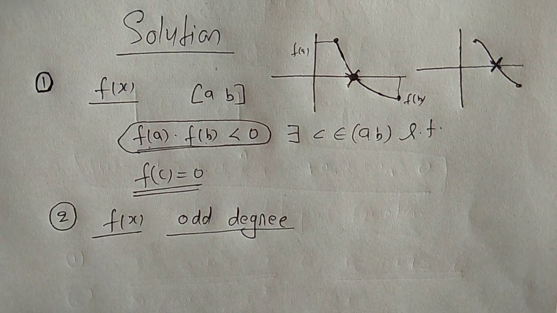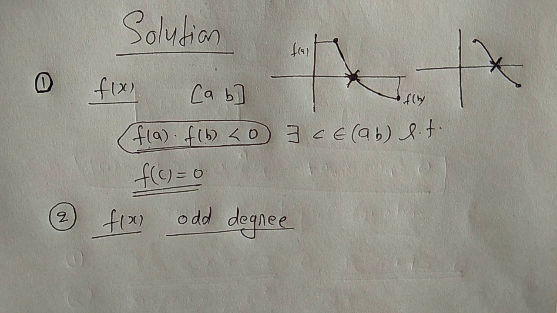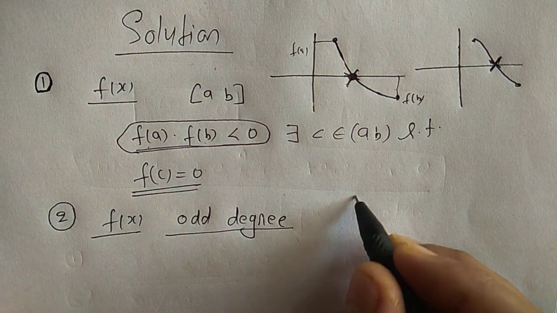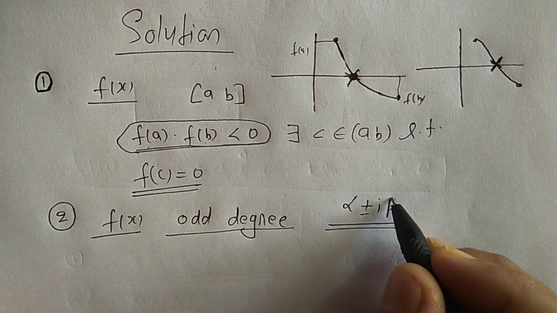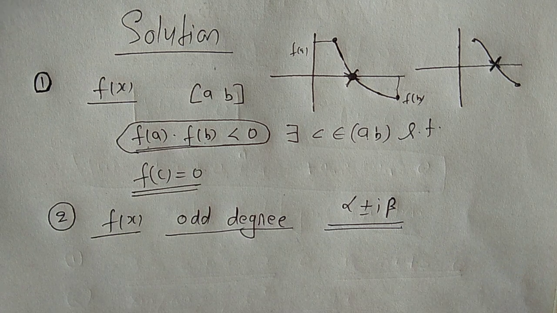See, there are two types of root. One is the real root and the second is the complex root. Complex roots always come in pairs, like alpha plus minus i beta. So whenever complex roots come, they will come in pairs only.